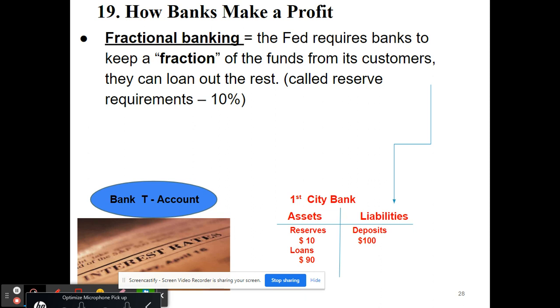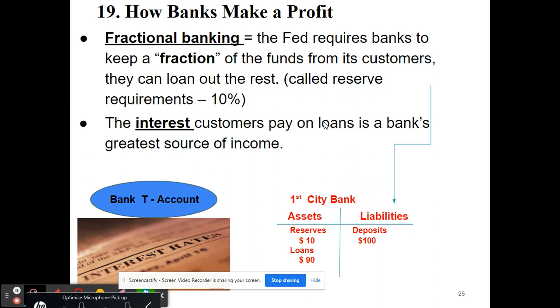But the Fed requires banks to keep a fraction of the funds from its customers in reserve. It's called fractional banking. You have to keep some amount. I don't know if it's 10%, but let's assume it's 10%. And then the other 90% they want to have working for them to make money. So they make money on interest, basically. Interest on loans is a bank's greatest source of income. So you keep 10 of your $100 and the other 90 is on loans. And you have liabilities. Interest is the price paid for the borrowed money.